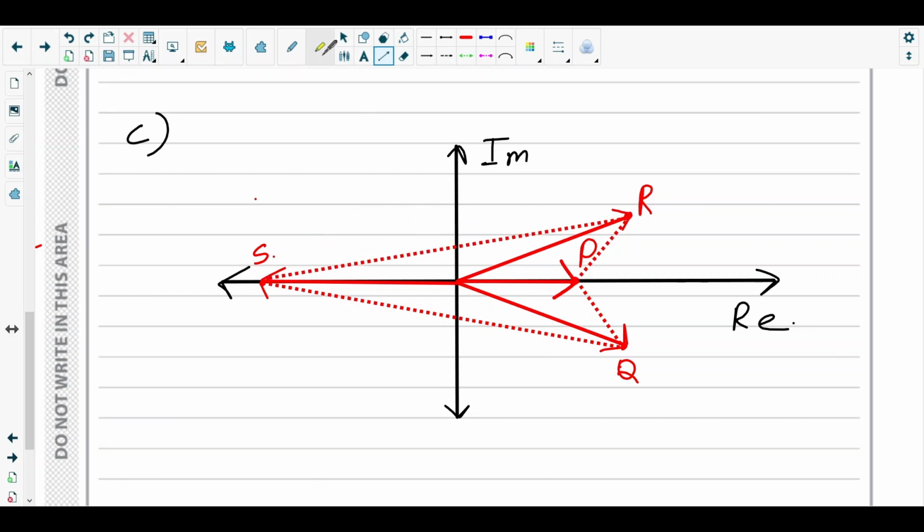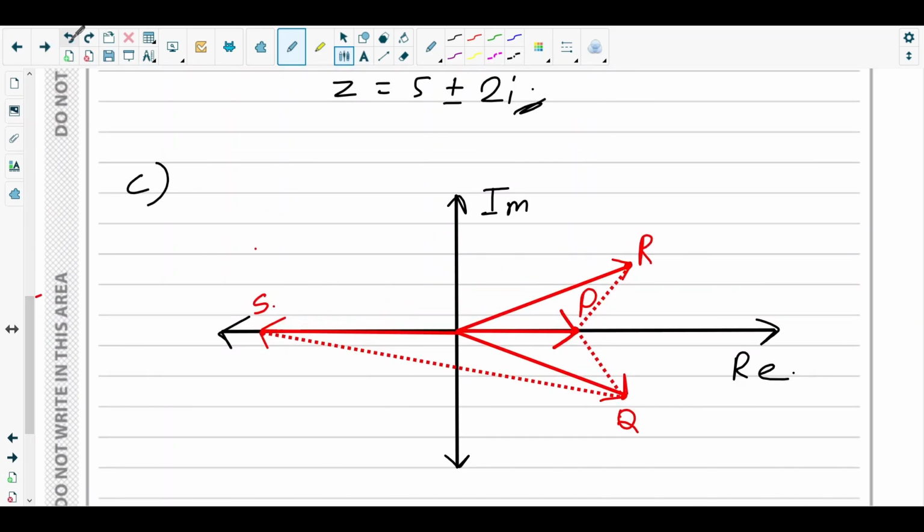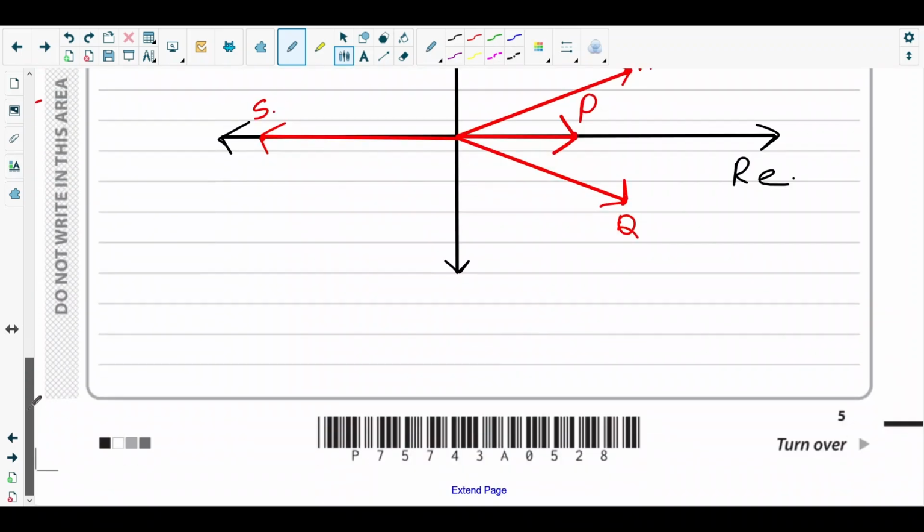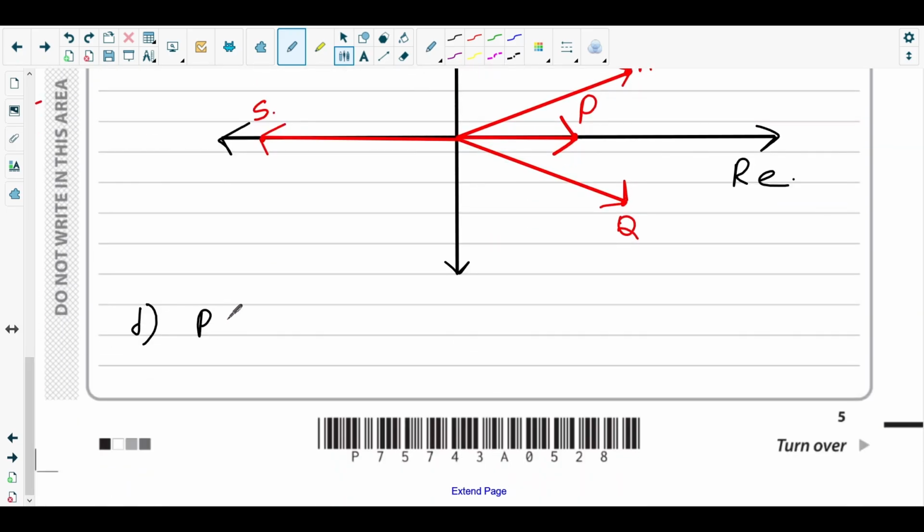So the lengths of SR and SQ are equal. Again, the lengths of PQ and PR are also equal. So we will just need to find the lengths of PQ and SR. Okay, so let's figure out the lengths of PQ and SR. Let me erase them. We need black ink. For part D, we need the lengths of PQ and SR. So the length of PQ equals P to Q.